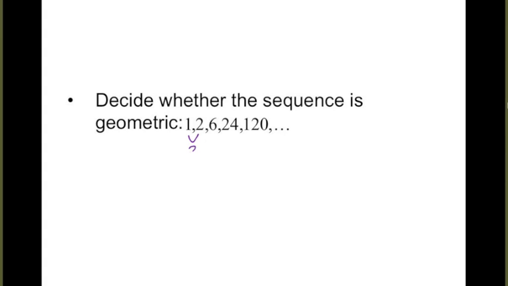So to get from 1 to 2, I need to multiply by 2. And then I multiply by 3, and then 4, and then 5. There's a pattern to what I'm multiplying by, but it's not the same thing. So this one is not geometric. To be geometric, we must be multiplying by the exact same number each step along the way.